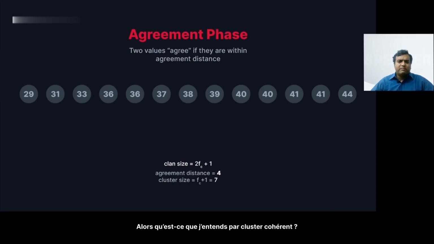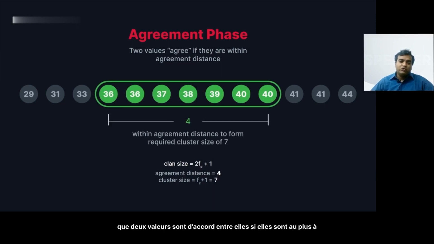So what do I mean by coherent cluster? We define a parameter called agreement distance. And we say that 2 values agree with each other if they are at most agreement distance away from each other. So as you can see over here that all of these values, the distance between them is at most 4. So these 7 values form a coherent cluster.